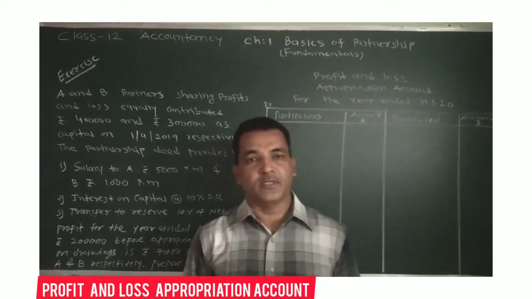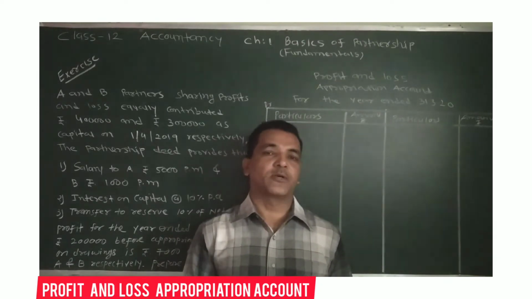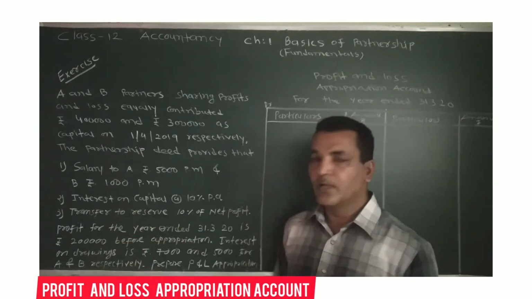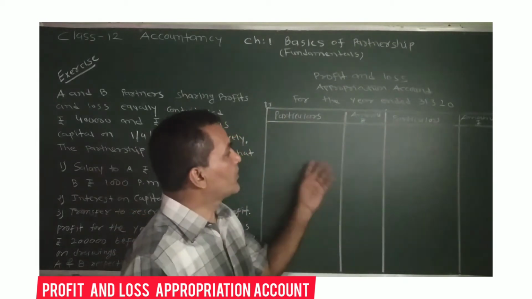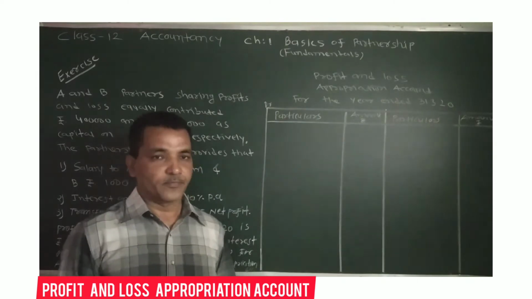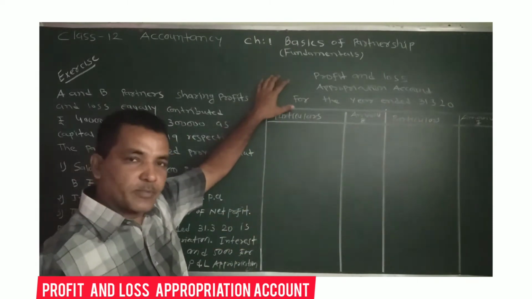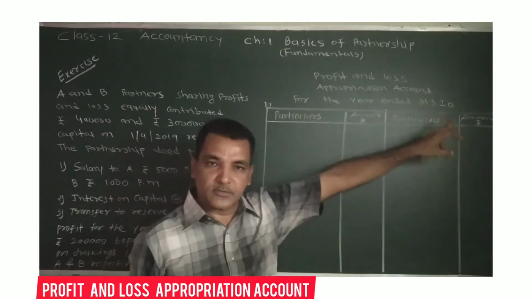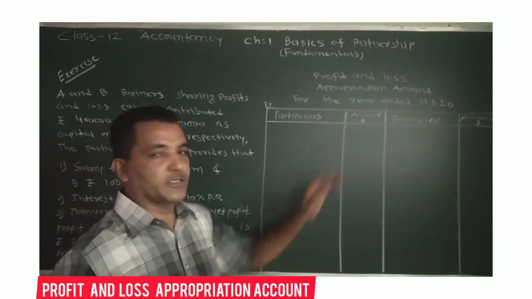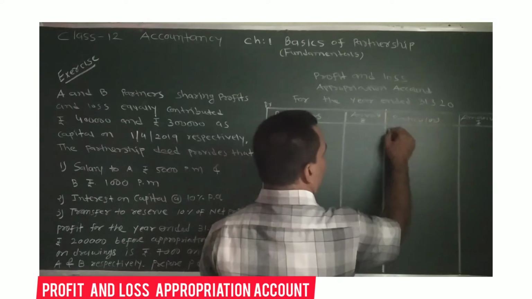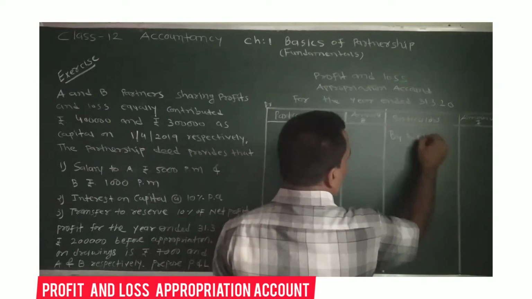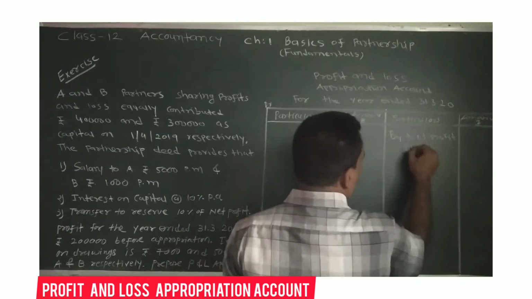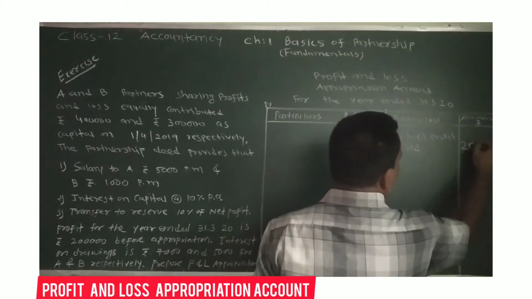So how to solve this exercise? As I told you, first of all, the net profit of rupees 2 lakh given here we will write in the appropriation account credit side. So I have already prepared the appropriation account. Profit and loss appropriation account for the year ended 31st March 2020. Now on the credit side, first of all, we will write by net profit brought down rupees 2 lakh.